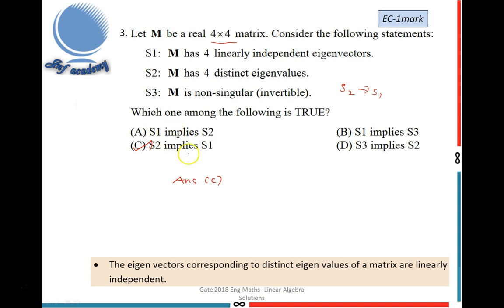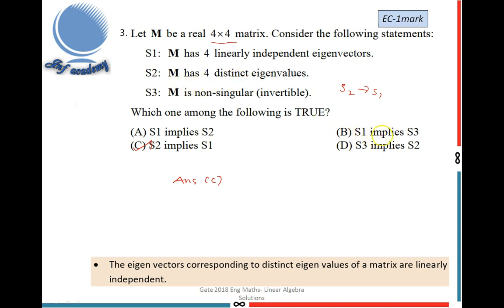If 2 or more eigenvalues are equal, then the eigenvectors may be linearly independent or linearly dependent. Suppose M has 4 linearly independent eigenvectors, then it doesn't mean M has 4 distinct eigenvalues. Maybe 2 or more eigenvalues are equal. So S1 does not imply S2.